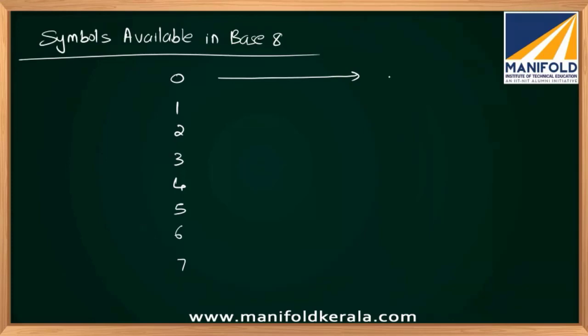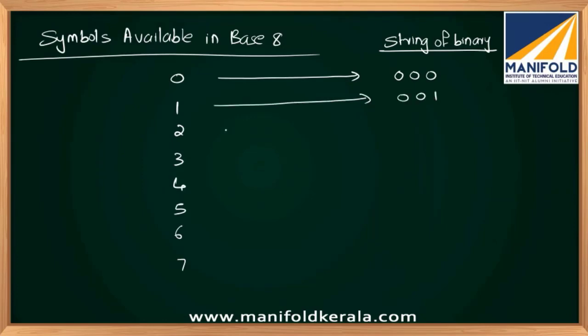Now 0 can be represented as what? So minimum bits I'm saying. 0 can be represented as a string of binary as 0, 0, 0, right? And 1 can be represented as 0, 0, 1. 2 can be represented as 0, 1, 0. 3 can be represented as 0, 1, 1.